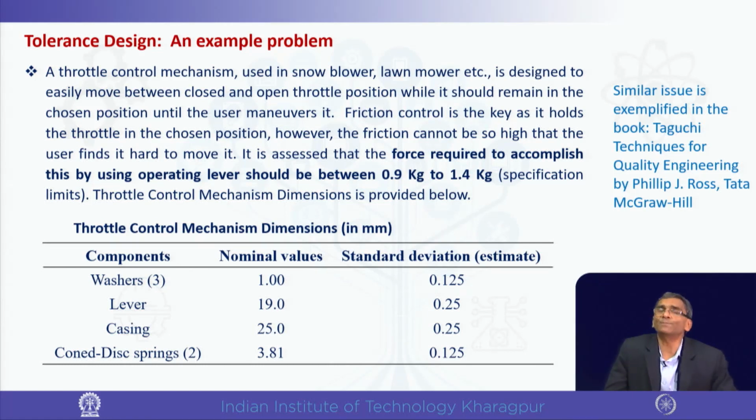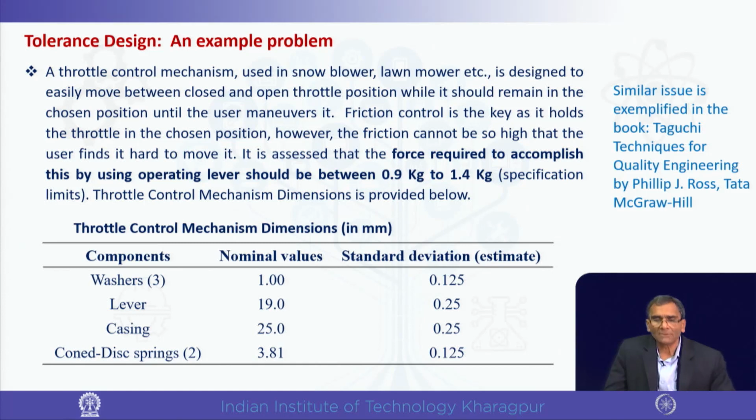This example is self-explanatory, and here we would deal with a throttle control mechanism. The throttle control mechanism is a kind of product which is used in many places. It is used in snow blowers, mist blowers, lawn mowers. There are several, and in an automotive, of course, there is a throttle control, which actually controls the fuel and air mixture, and therefore the best outcome in terms of power generation and speed, speed particularly.